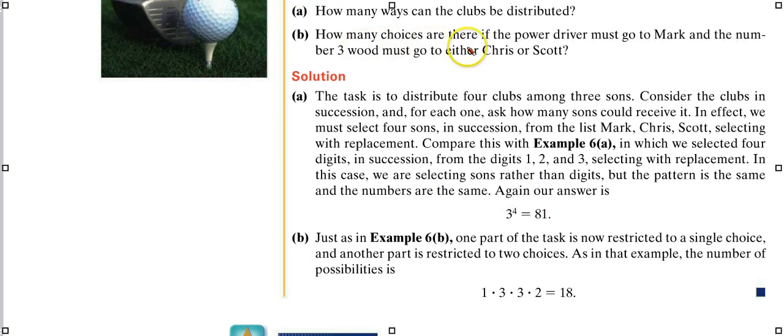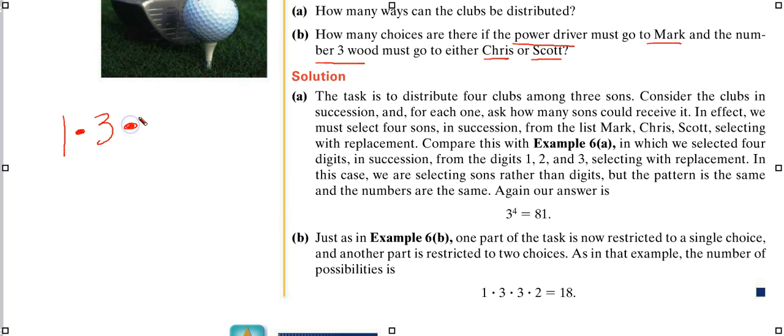Now in this next one, it gets a little more challenging. The power driver must go to Mark, and the number 3 wood must go to either Chris or Scott. So again, of the 4 clubs, there's only one choice for the first one. But then now, there are 3 golf clubs left. So for the next choice, these 3 clubs could go to any of the boys.